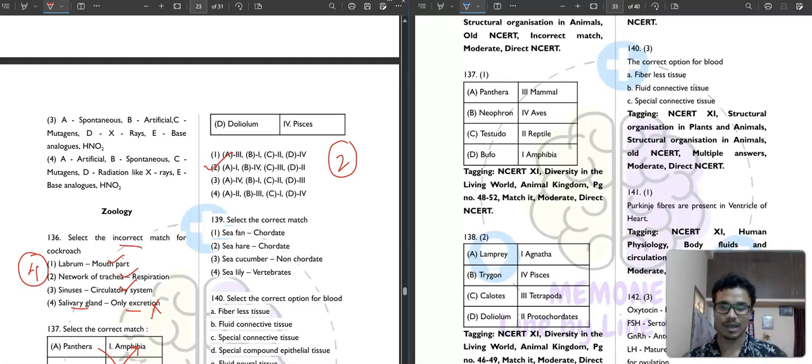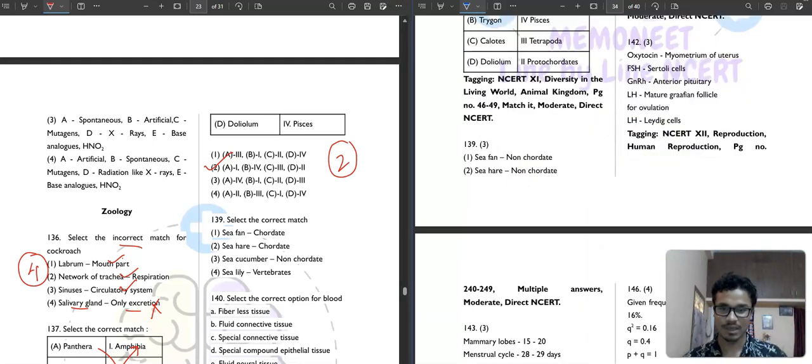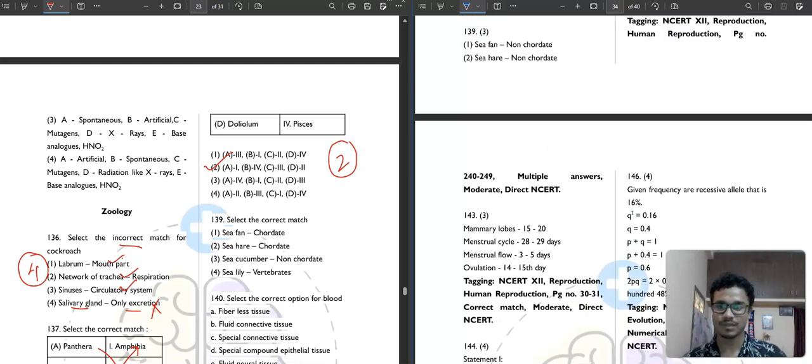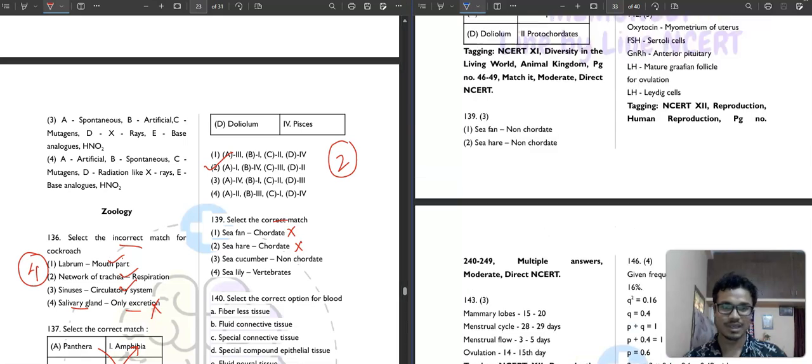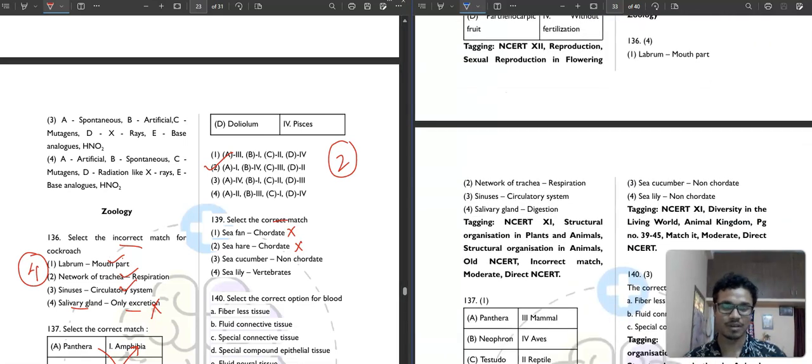Question number 139. It says the correct match. Is sea fan chordate? No, sea fan is not chordate; that is from Coelenterata. Then sea hare chordate? Sea hare is not chordate. Sea cucumber non-chordate, and sea lily is vertebrate. Is it correct? Sea cucumber, is it non-chordate? Yes, it is non-chordate. Sea lily is vertebrate? No, sea lily is also non-chordate, so definitely it should not be vertebrate. Third option is your correct answer.